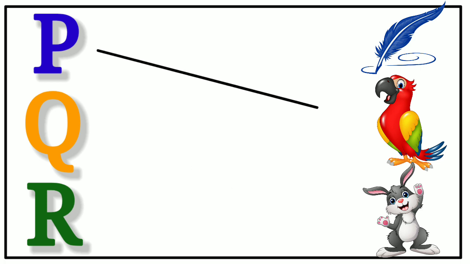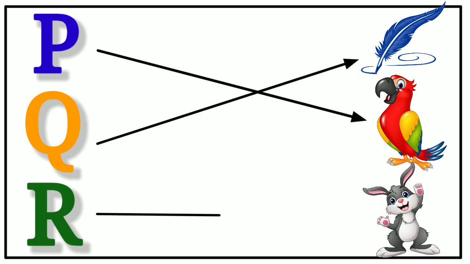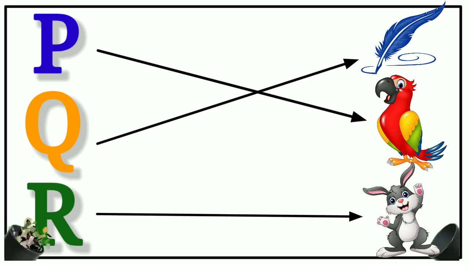P for parrot. Q for quill. R for rabbit.